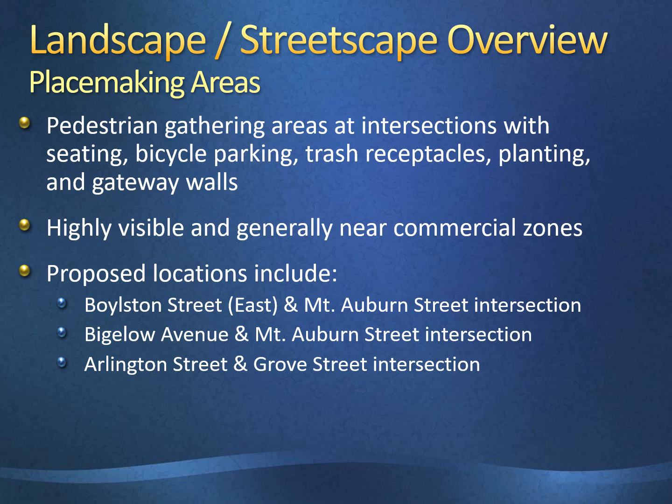Placemaking is another important aspect of this project. These include pedestrian gathering areas at intersections with seating, bicycle parking, trash receptacles, planting, and gateway walls. These spaces are highly visible and generally near commercial zones, and there are 3 proposed locations, including the east end of Boylston Street at Mount Auburn Street, Bigelow Avenue, and the intersection of Arlington Street and Grove Street.